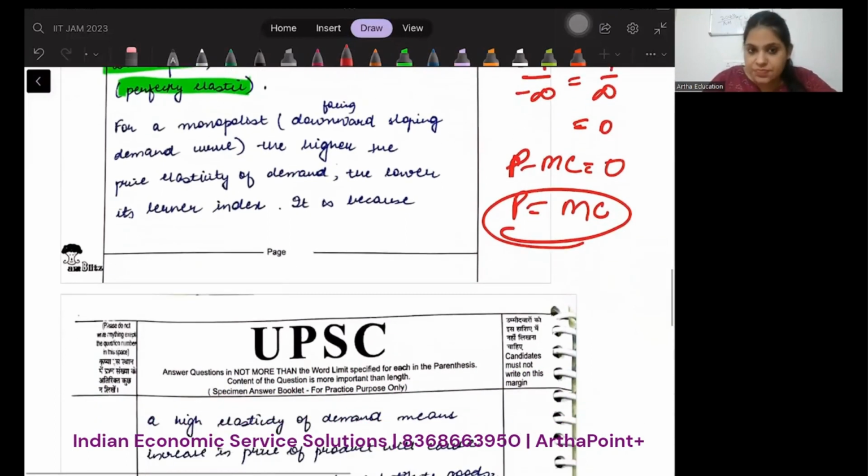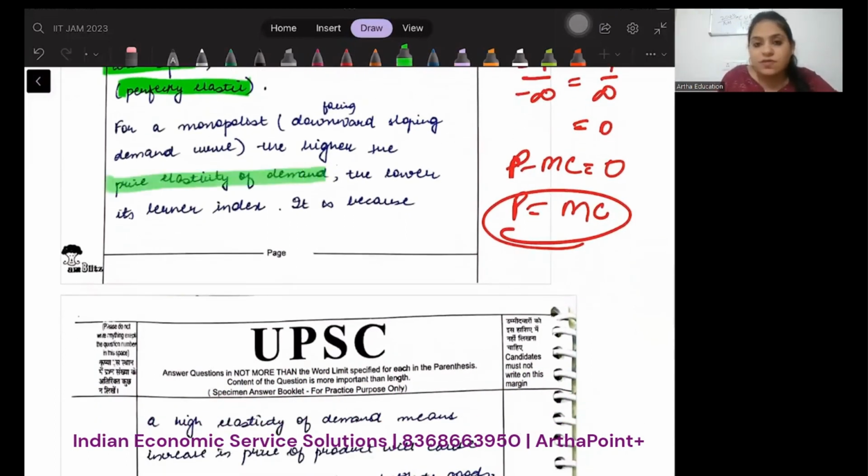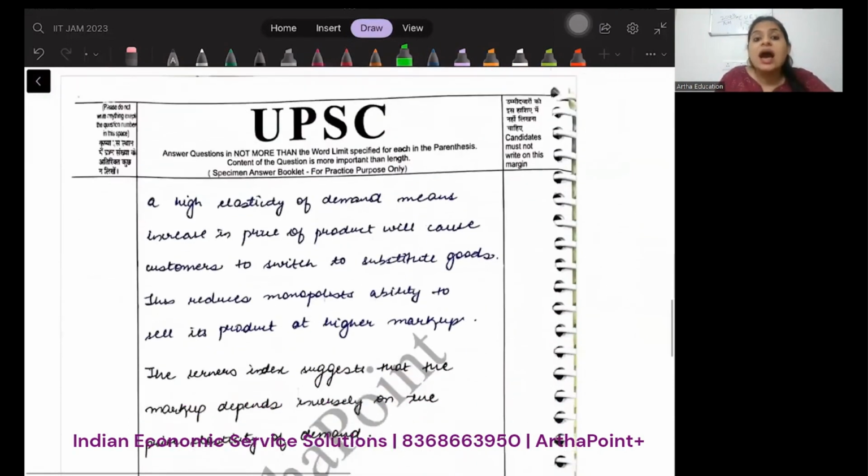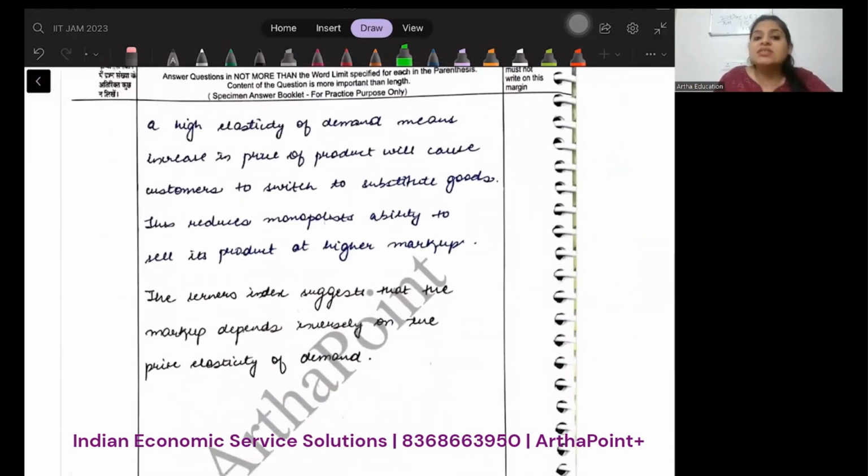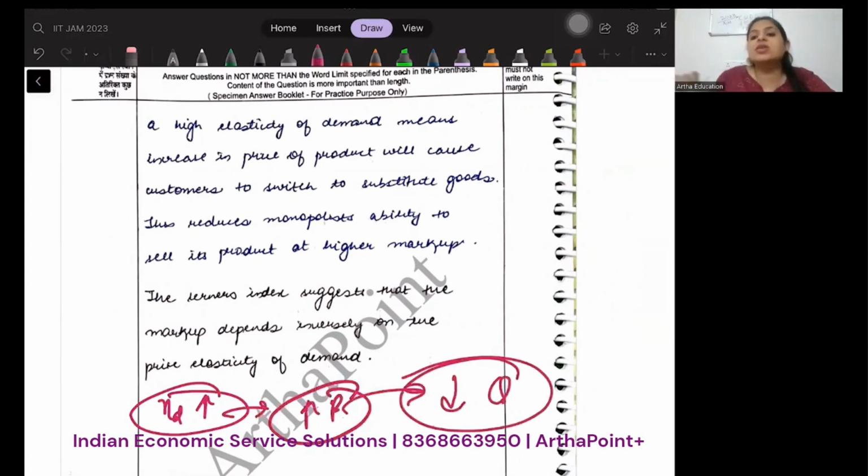So for a monopolist, the higher the price elasticity of demand, the lower the Lerner index. It is because when elasticity of demand is high, a small increase in price will cause a huge decrease in quantity. So people will go towards some substitute and decrease the quantity. So you will not be able to do a very high markup, right? So the Lerner index, this is what you will write as a conclusion.